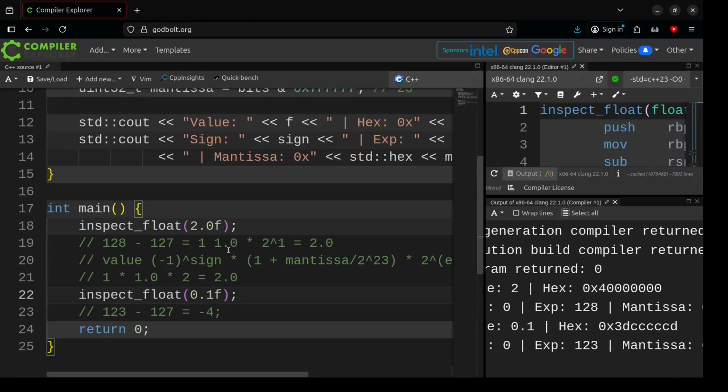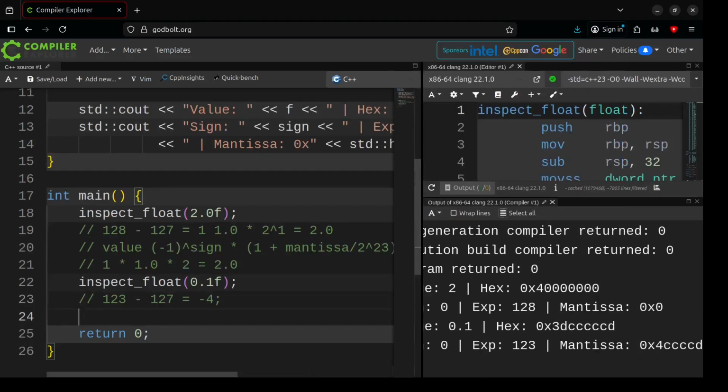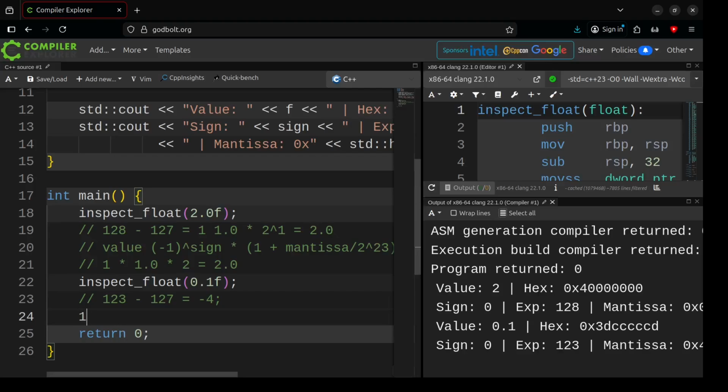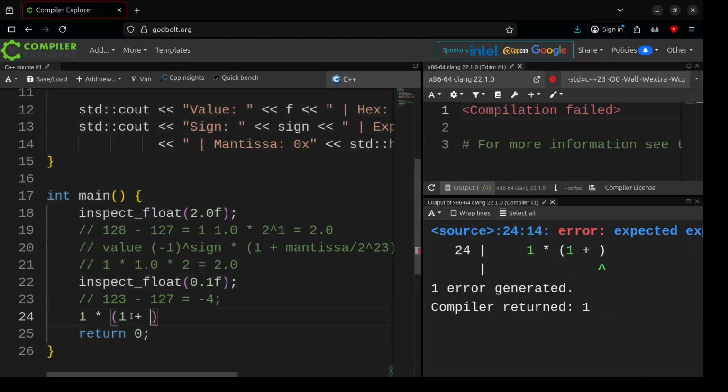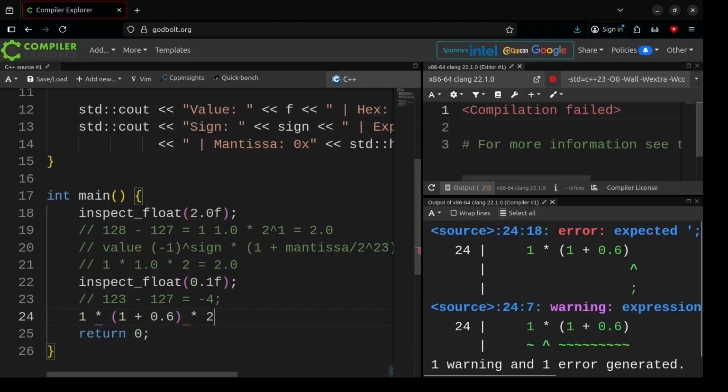For 0.1, the Mantissa represents a fraction that, when added to 1 and multiplied by 2 to the power of -4, gives approximately 0.1. So if you apply the formula, it will be something like this. -1 to the power of the sign, in our example is 0, so this will be 1, multiplied by 1 plus our Mantissa, a small number, so it's 0.6 or something, and we multiply by 2 to the power of -4, and we comment this out.